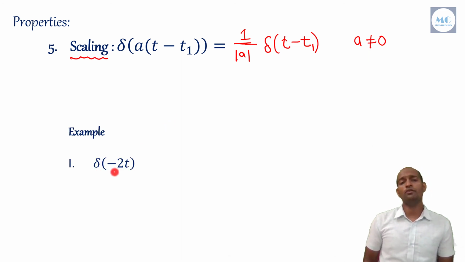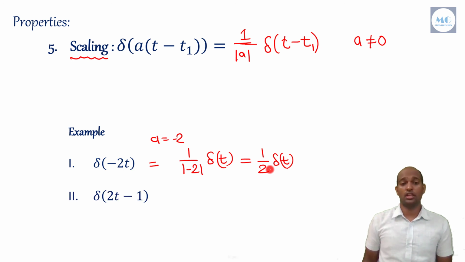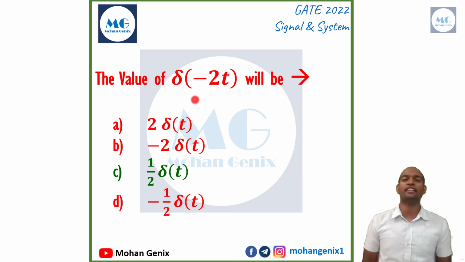Example 1: what will be the value of δ(minus 2t)? Its value will be 1 by mod of minus 2 δ(t). In this question, value of a is minus 2. That's why I have written like this. So what will it become? 1 by 2 δ(t). So let's move into the next question. Before solving the next question, I want to remind you all that I asked this question at the starting of this lecture. So the answer of this question will be option C. I hope all of you have got it right.